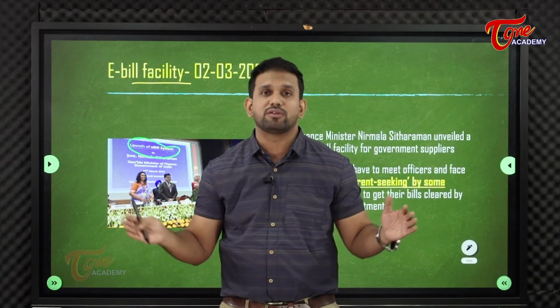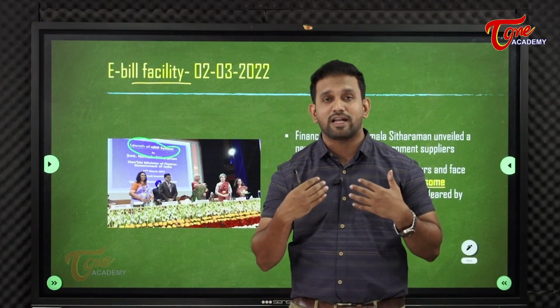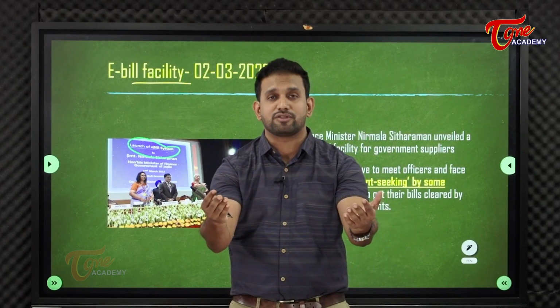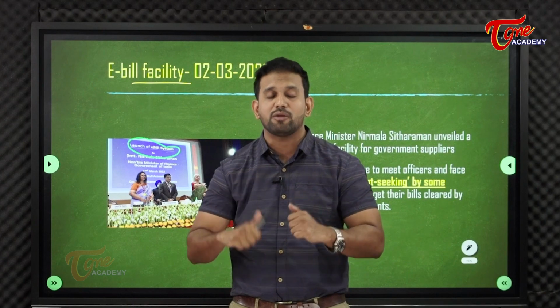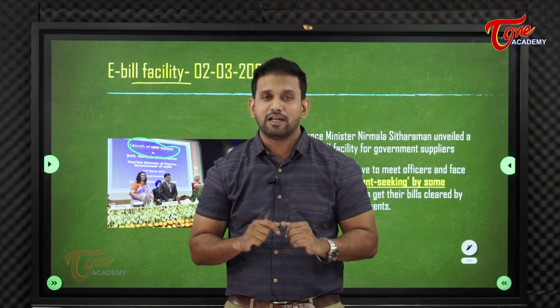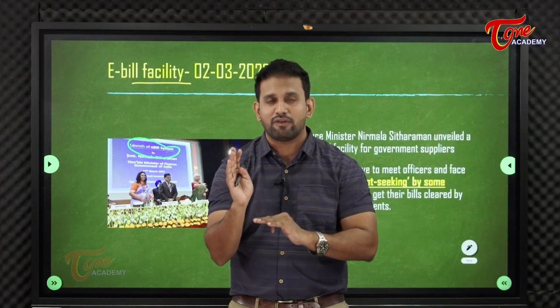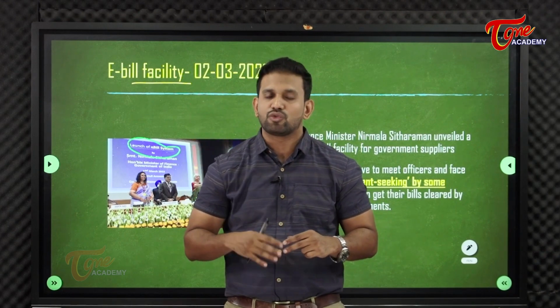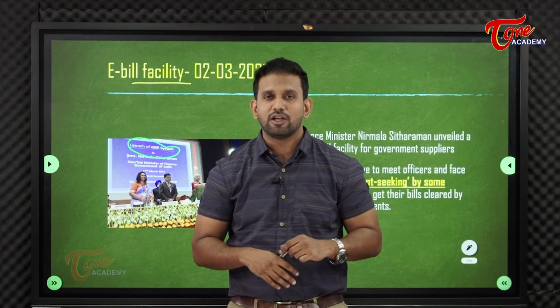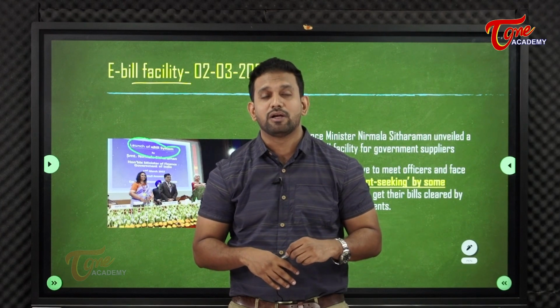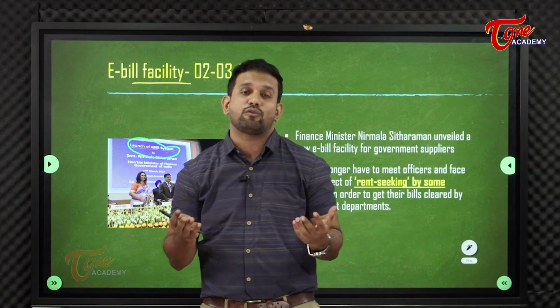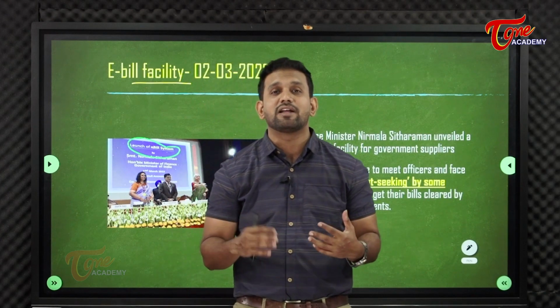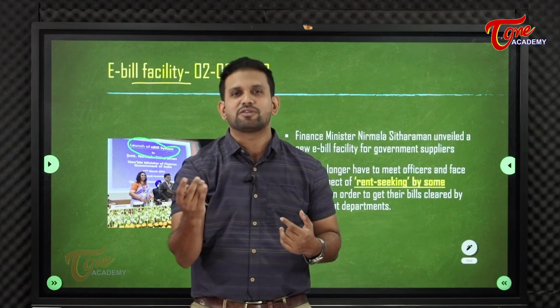In order to remove the contact with the government officers to clear my bills, the government of India has launched what? E-bill. Here, whatever the bill is, you just submit the bill online and the payment will be released. So you don't have to give any money as bribe, and the officers who are what? Rent seekers. Rent seeker is nothing but: I am doing some work for you, you give me some money.